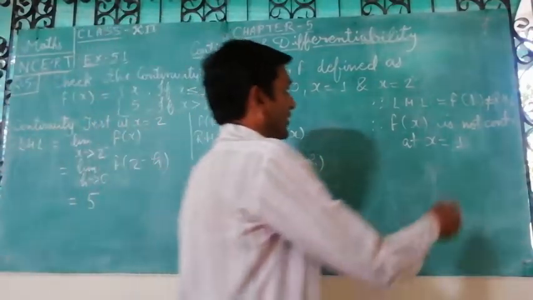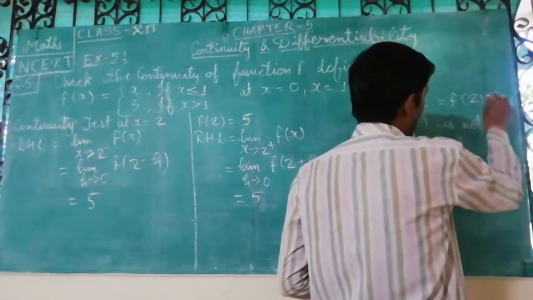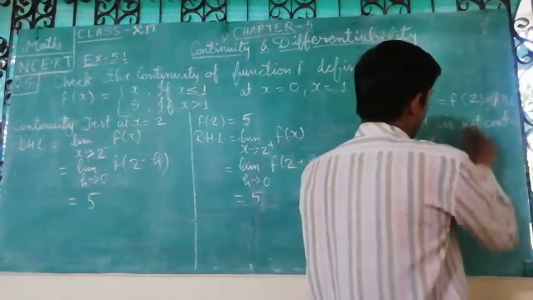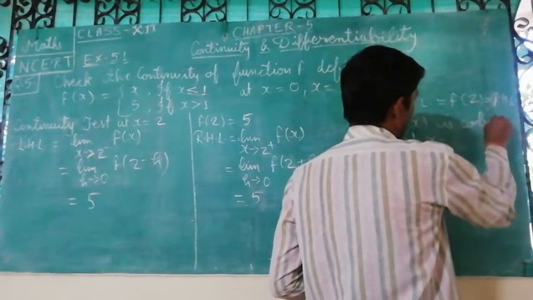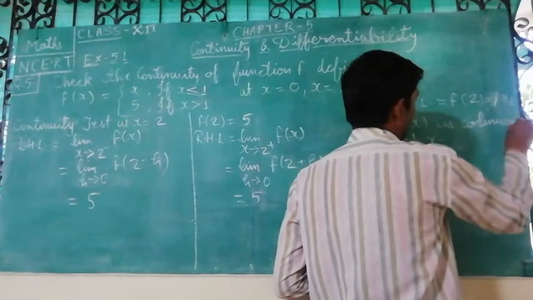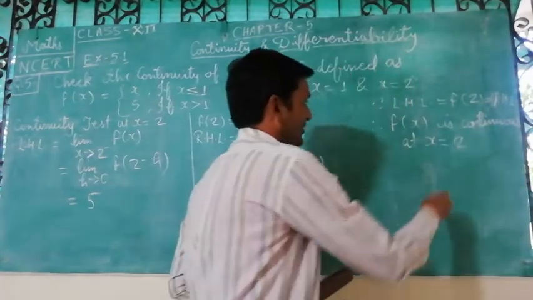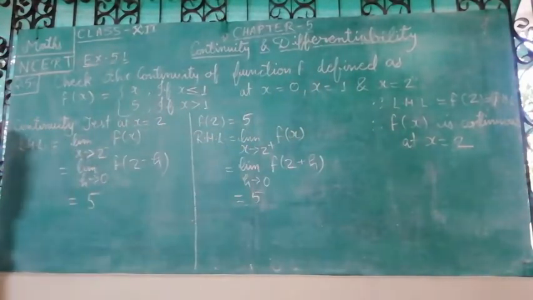So LHL is equal to f of 2 is equal to RHL. That's why we can say that this function is continuous at x is equal to 2. This function is continuous at x is equal to 2. So this question 5 is now over.